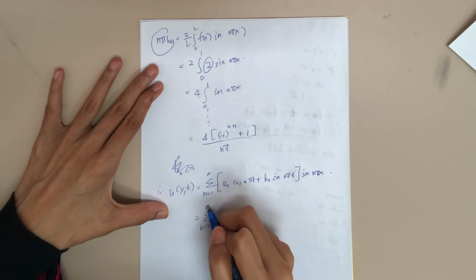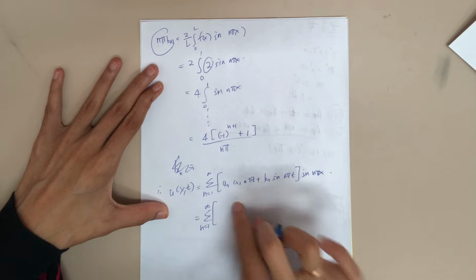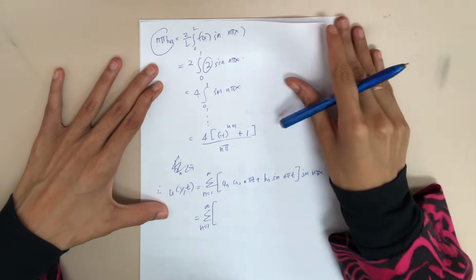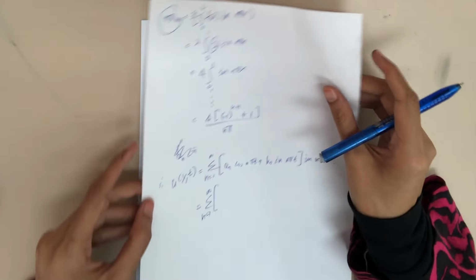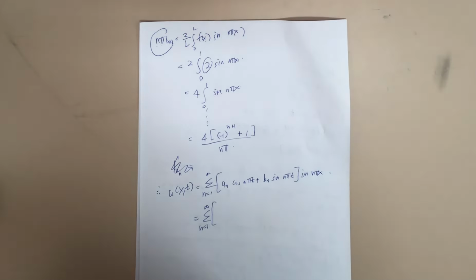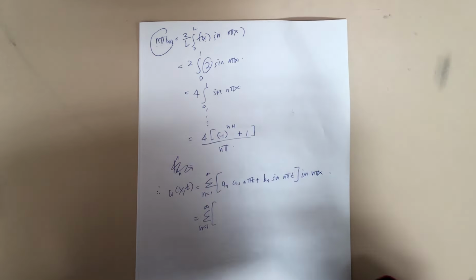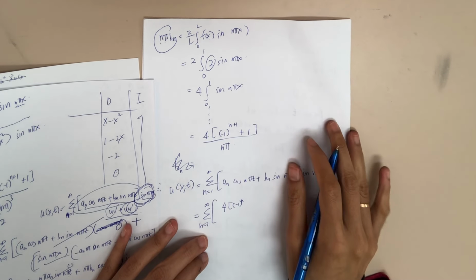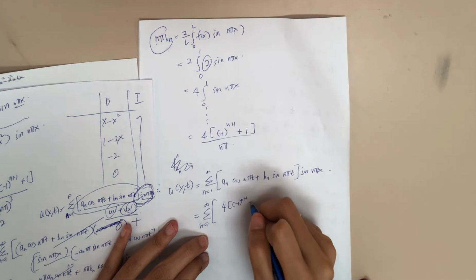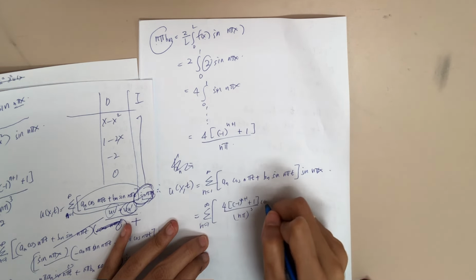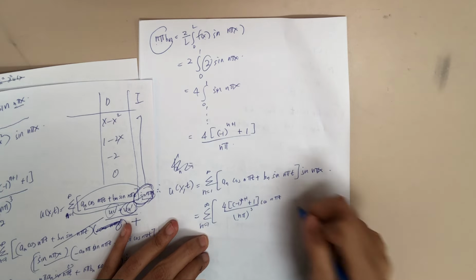So you just substitute what we have just now. An, what is your an just now? Let me see. Your an is 4 negative 1 power of n plus 1 over n pi cube, cos n pi t, okay, plus bn.